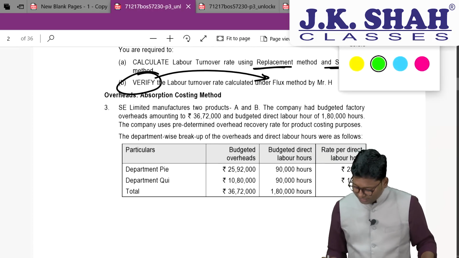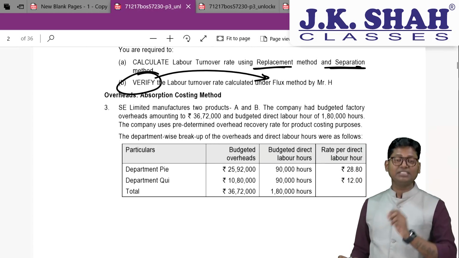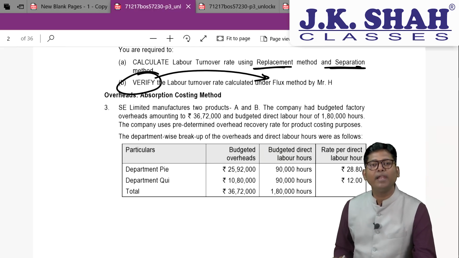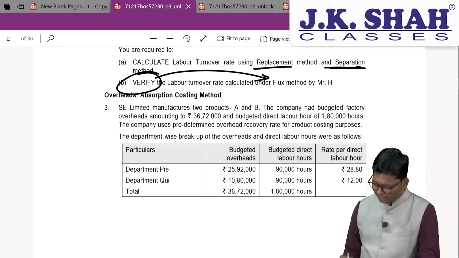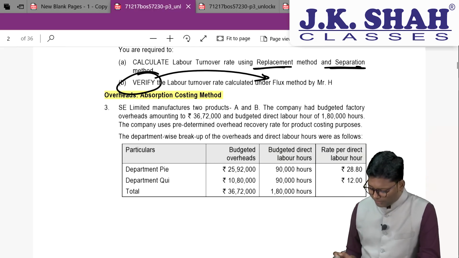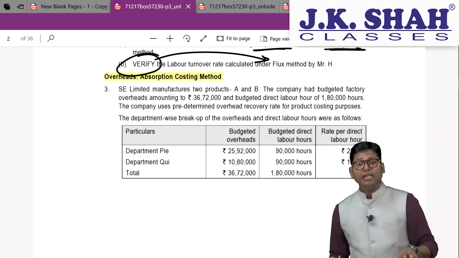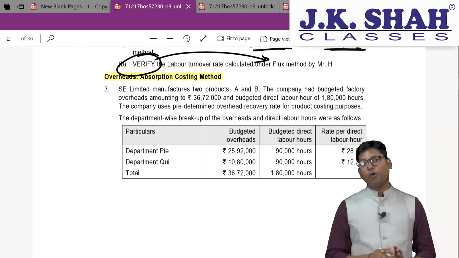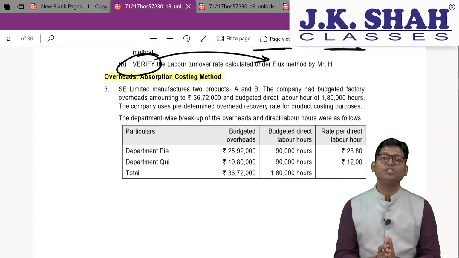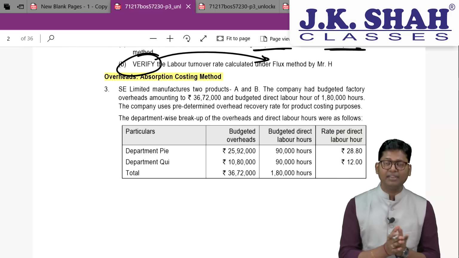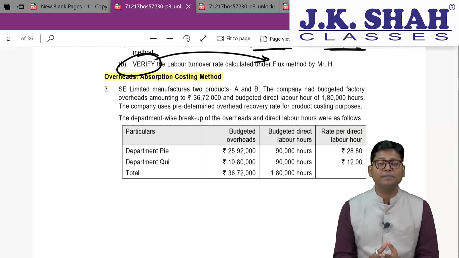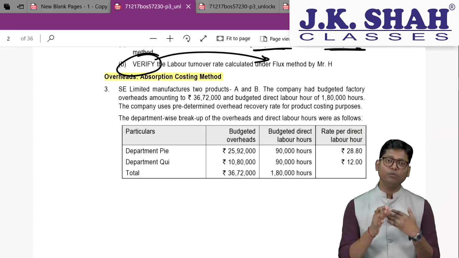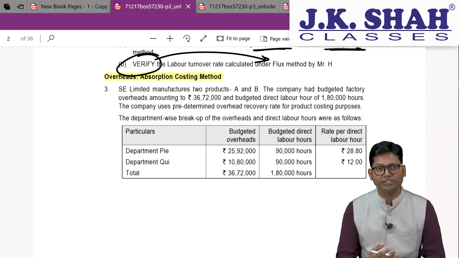The next question, from the next chapter covered in RTP, is from the overhead chapter, absorption costing method. Now, a very important question, easiest method, easiest chapter, easiest calculations, but there are a few basic points you need to revise while solving this question. You need to revise the entire calculations of absorption rate, over absorption, under absorption, then only you will be able to interpret the question.